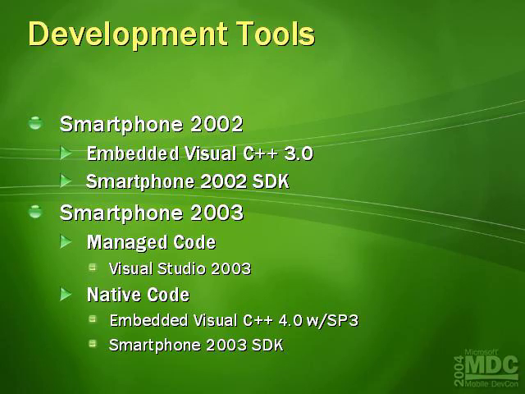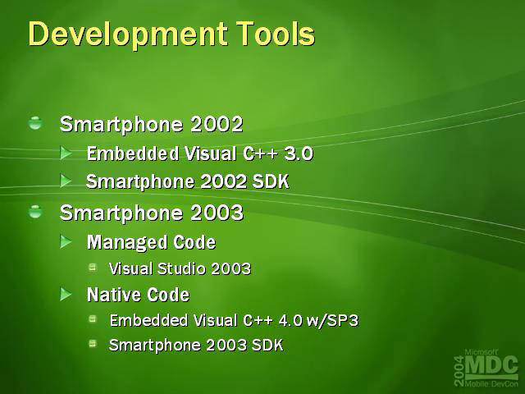So now I'm going to talk about tools, and I'm going to start off by talking about Smartphone 2002. The reason I'm going to start by talking about Smartphone 2002 is that is the only platform that is available in the US today. You can get Smartphone 2003 in Europe, and you should be able to get it soon in the US. But right now, all you can get is Smartphone 2002. So if you want to deploy things soon, we need to understand how to write applications. Smartphone 2002 only supports native code development. You need embedded Visual C++ 3.0. And that is used to compile and debug your applications.